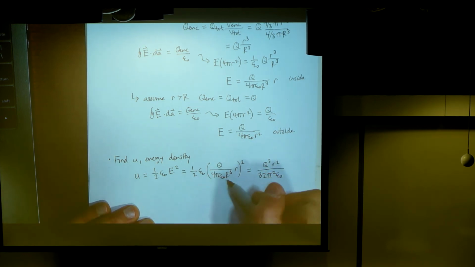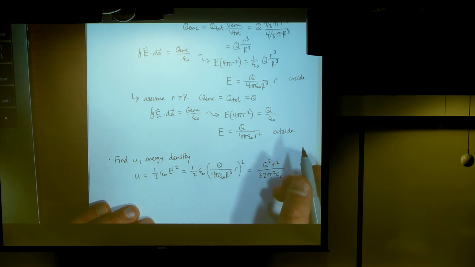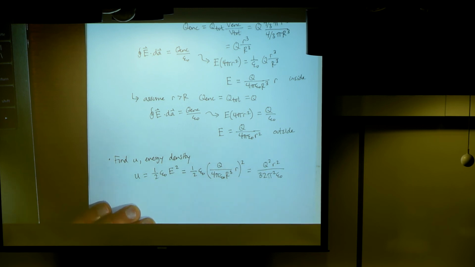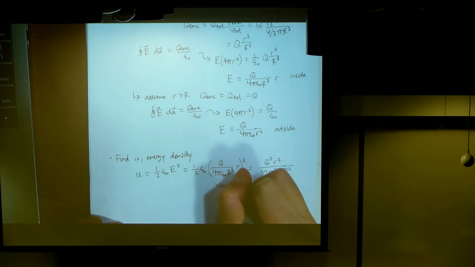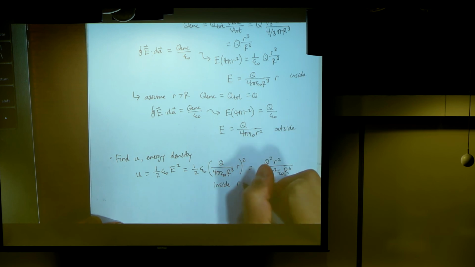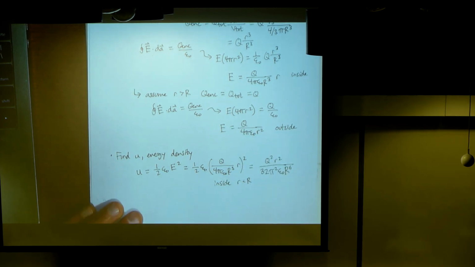And then finally, I have a big R to the third power, and I'm squaring that. So what's my power overall when I square it? 6th power. So that's my energy density on the inside, which means little r is less than big R.